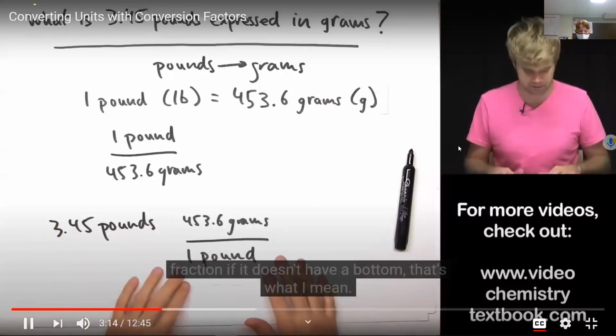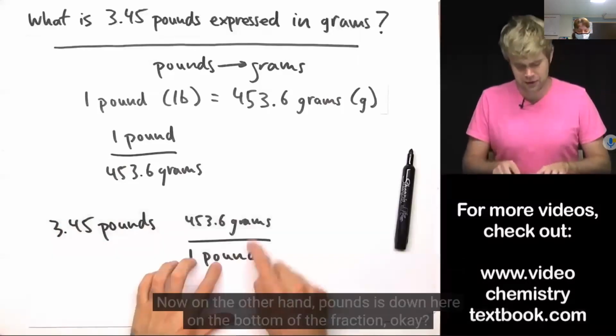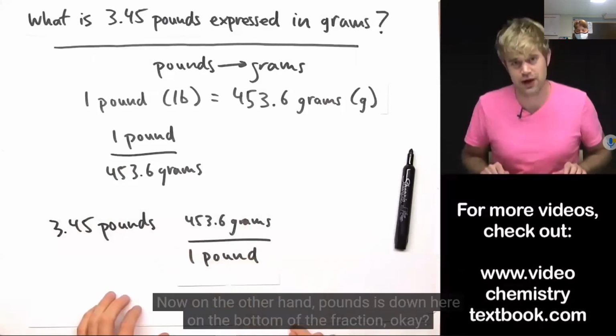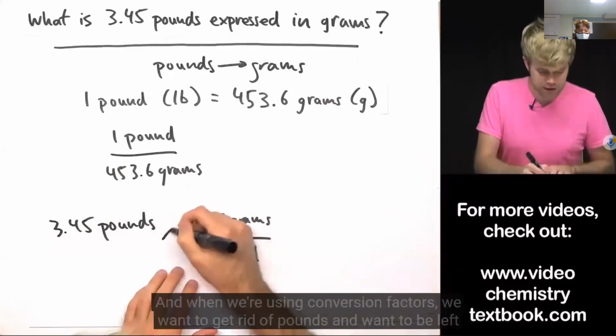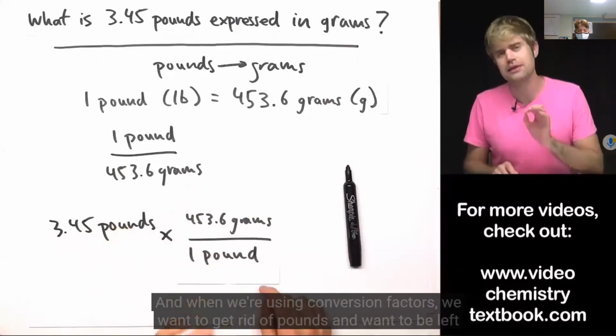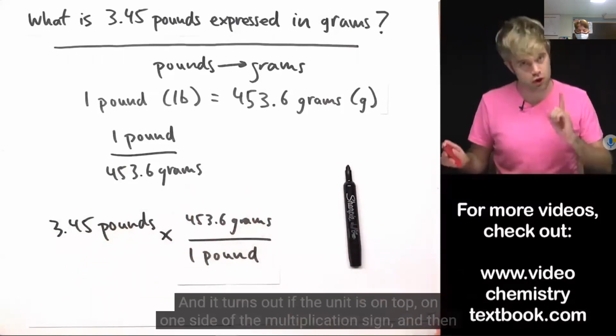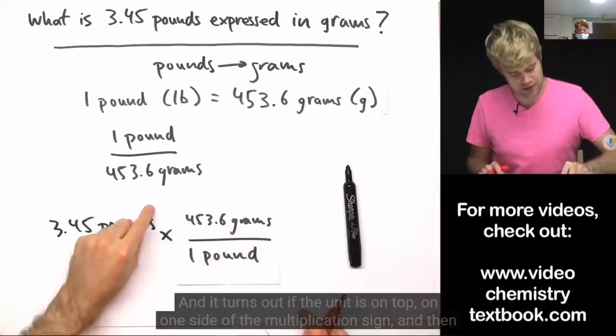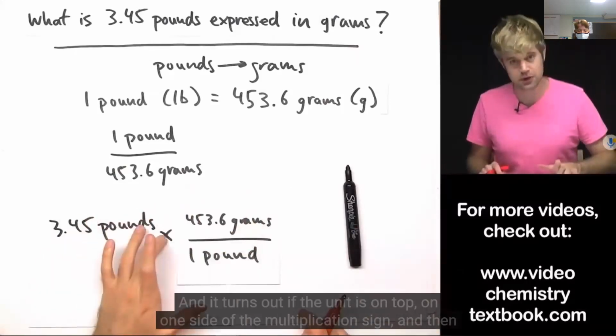Now, on the other hand, pounds is down here on the bottom of the fraction. And when we're using conversion factors, we want to get rid of pounds and we want to be left with grams. And it turns out that if a unit is on the top on one side of the multiplication sign, and then it's on the bottom on the other side of the multiplication sign, it cancels out.